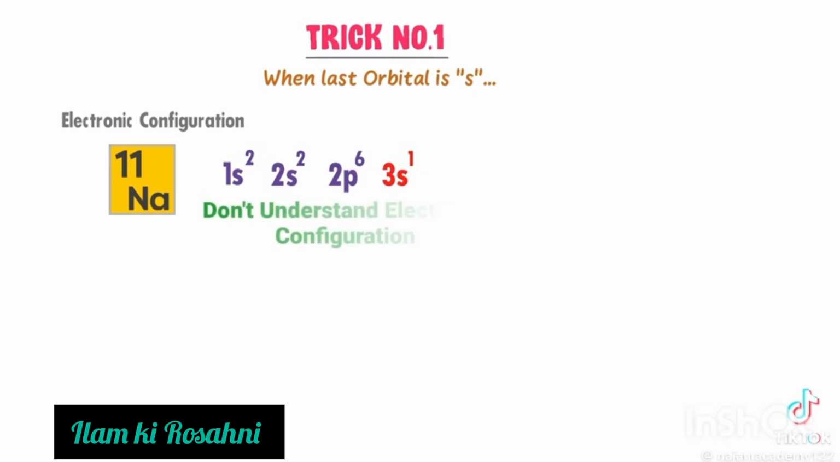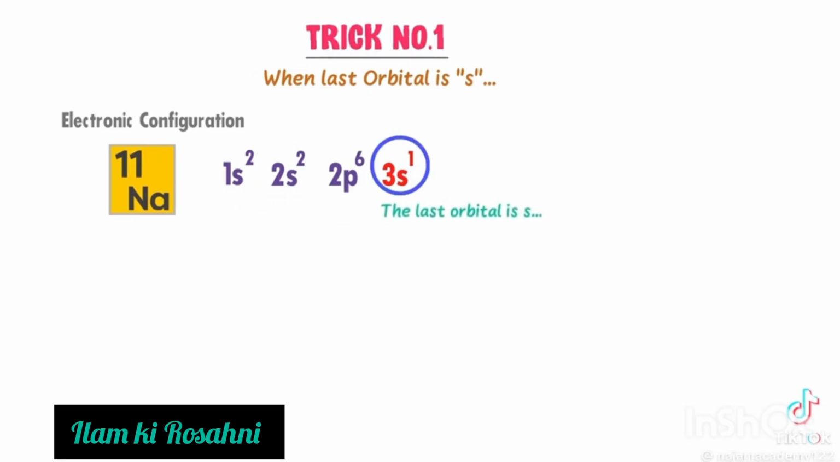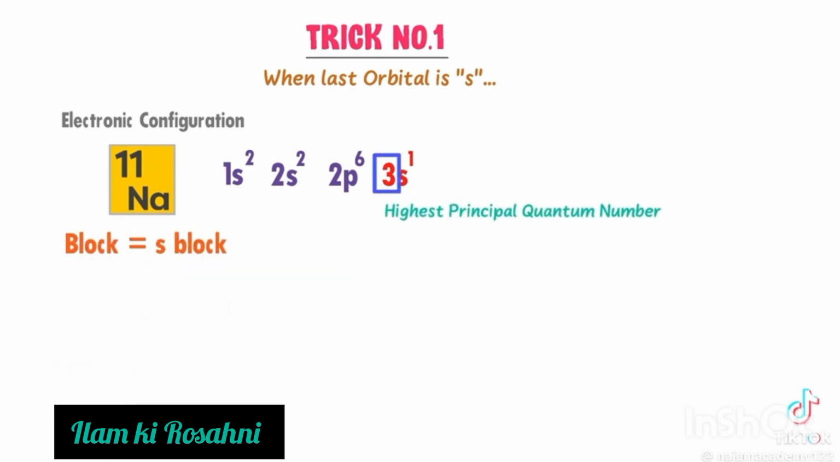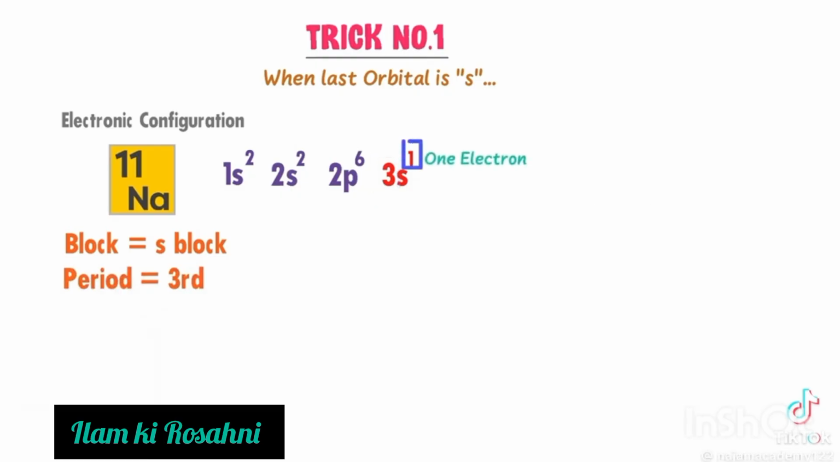If you do not understand the trick of electronic configuration, then watch our lecture, and its link is given in the description. Now listen carefully. The last orbital is s, so the block of sodium is also s. The highest principal quantum number is 3, so the period of sodium is third. There is only one electron in the last s orbital, so the group number of sodium is first.